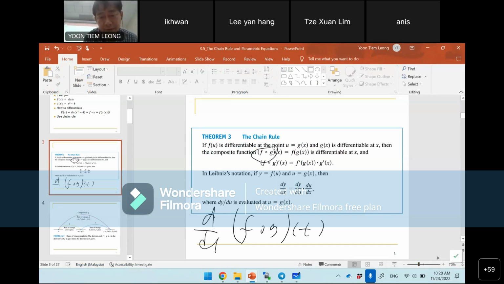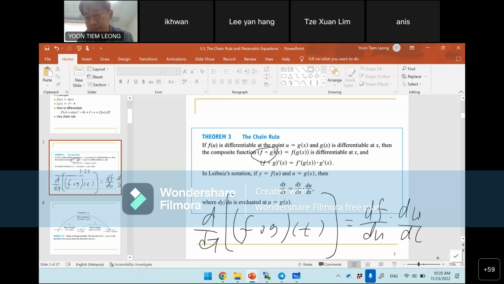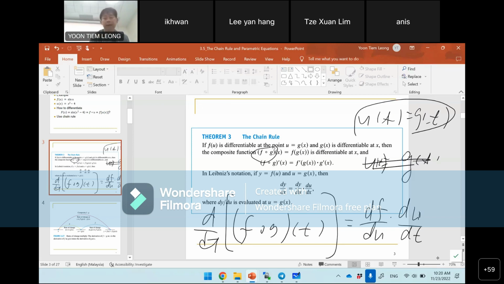So the derivative of this function by the chain rule says this is equal to df du times du dt, where here the u is just your g. Okay, u in terms of t is just your g(t). So this is the chain rule that the composite function f composed of g, the derivative of it is just the product of df du, du dt, where here the u is just your g.